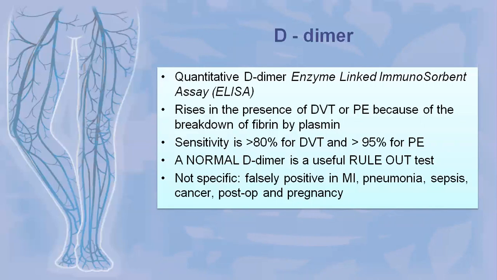However, a normal D-dimer is a useful rule-out test. But it is not specific, since it may give a false positive result in patients who suffer from myocardial infarction, pneumonia, sepsis, cancer, post-operative patients, as well as pregnant patients.